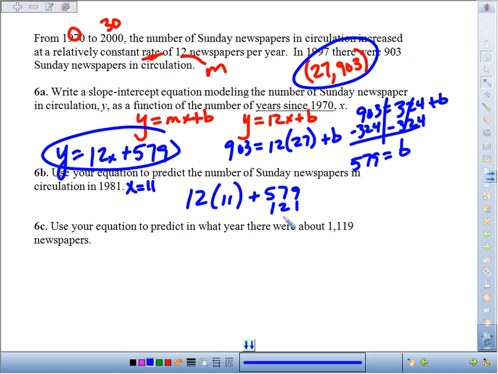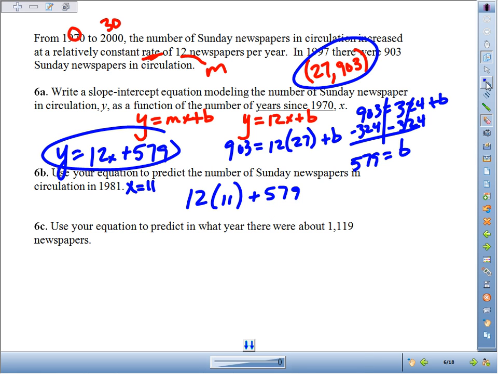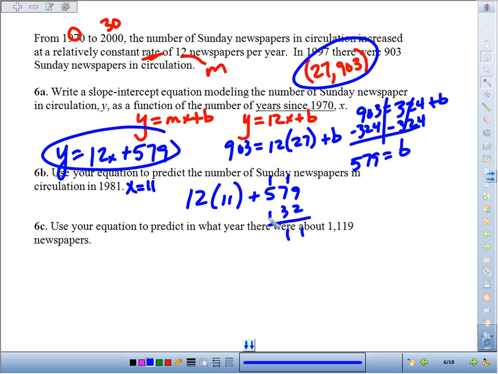No, I'm sorry, 12 times 11 is not 121. 12 times 11 is 132. So if we add those up, 2 and 9 makes 11, 3 and 7 makes 10, 1 and 5, 6, 7. Looks like 711 newspapers.